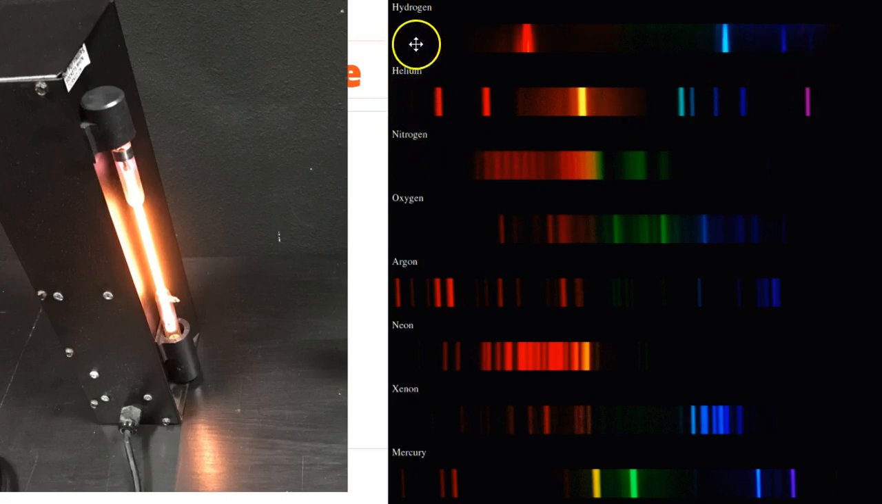So here's an example of different gases and the spectrum that they would produce. As you can see, there are individual bright lines that are unique to each one of these different gases when they are energized. So think about these gases being energized from electricity, and these electrons are jumping and they're returning back to their ground state, and when they do that, they're going to emit specific wavelengths of light.